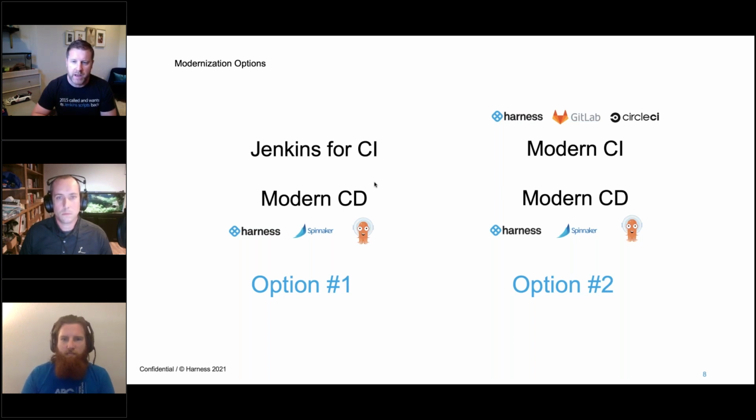Has Jenkins just run out of time with CI? Is it good enough? How many years do you think it's got left for dev teams to keep using it for CI?